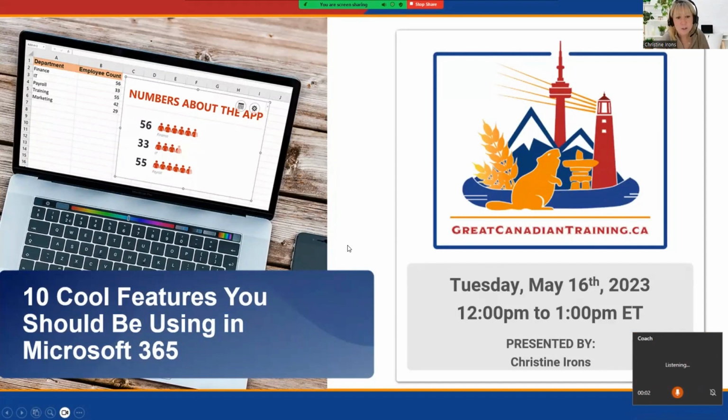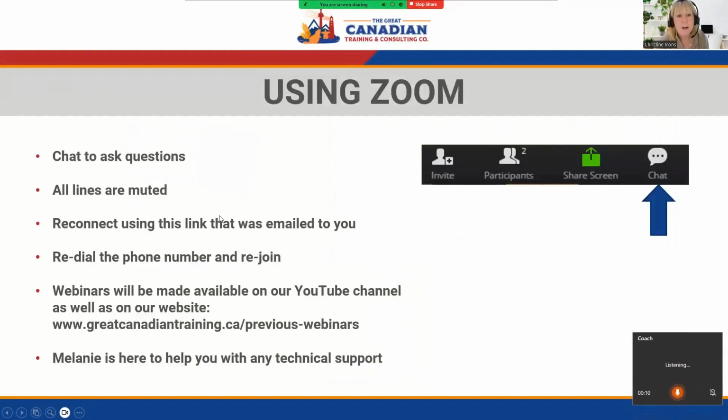So now it's listening to me, and now I'm giving my presentation. Welcome everybody to the 10 cool features you should be using in Microsoft 365. And then if I start to talk too fast, see, I can't even talk fast without making mistakes. You can click on the chat to ask questions, and all lines are muted, and reconnect using this link. And I'm talking too fast here.